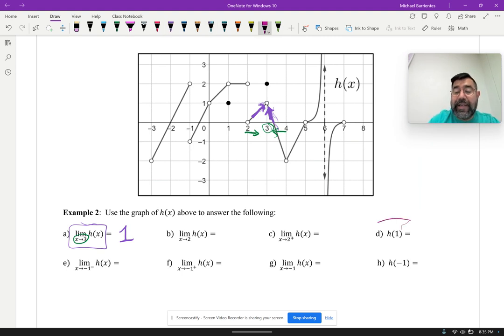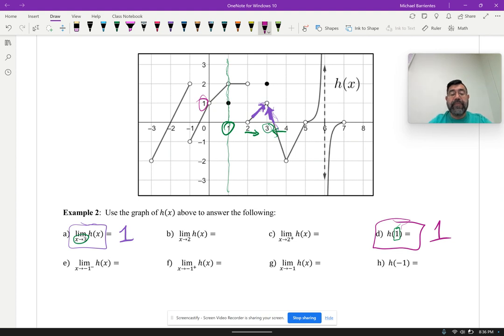Letter D says h of 1 equals what? There's no limit. So I don't worry about coming from the left and coming from the right. H of 1 means what is the y value at x equals 1? So if I come to x equals 1, and maybe I'll use my green, I'm looking at a specific y value, not left and right business, just at x equals 1. What is the y value point on this line? Oh, it's 1. Right? That's where the point is. The point is at y equals 1. So therefore, boop, there's my answer.